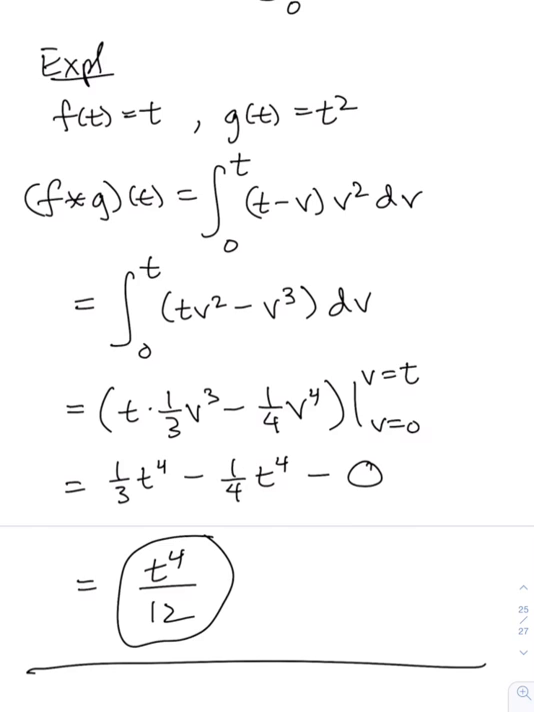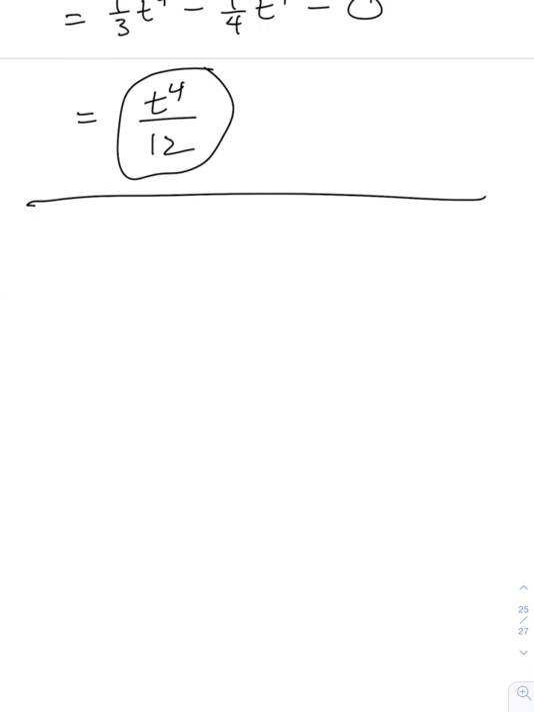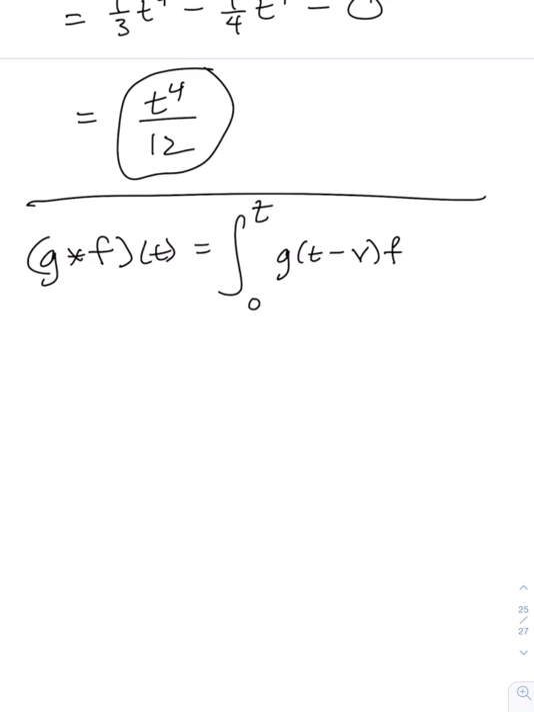Now, if you look at the definition, g star f doesn't look the same as f star g. So it's not obvious that they should be the same, and maybe they're not. It turns out that they are, but it's not obvious, so let's derive that. Let's look at g star f of t. Applying the definition, it's the integral from 0 to t of g of t minus v times f of v. And that looks different from the integral defining f star g.